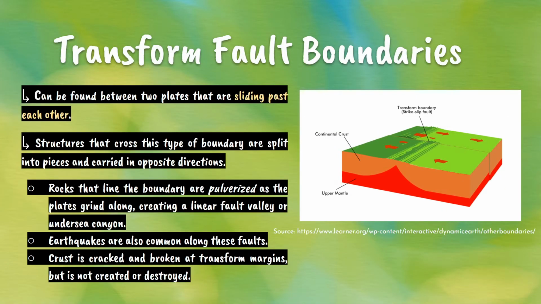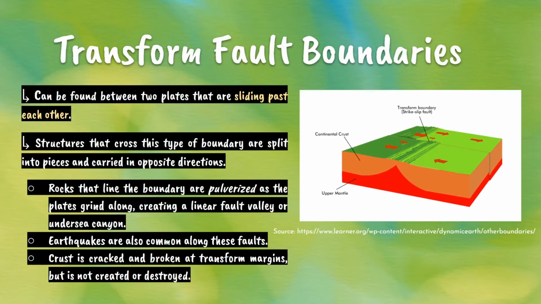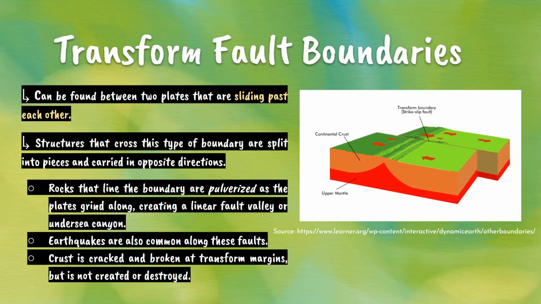Then moving on, we have transform fault boundaries. Transform fault boundaries can be found between two plates that are sliding past each other. Thus, structures that cross these types of boundary are split into pieces and carried in opposite directions. Rocks that line the boundary are pulverized as the plates grind along, creating a linear fault valley or undersea canyon.